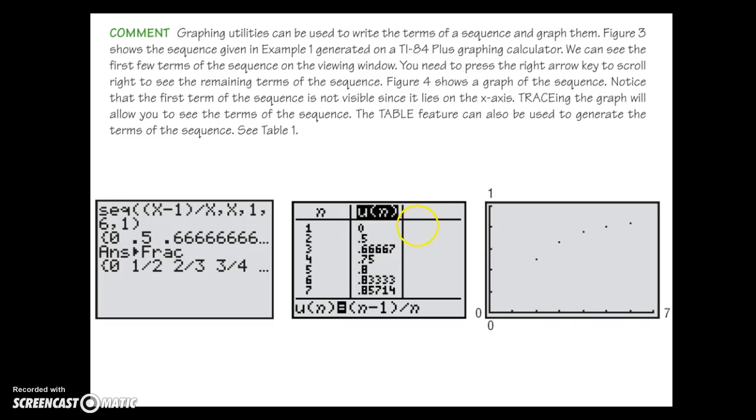Notice this graph of the sequence, we're going to talk a little bit when we plot these points. It seems to converge on a value. Well, it looks like we might have a horizontal asymptote.